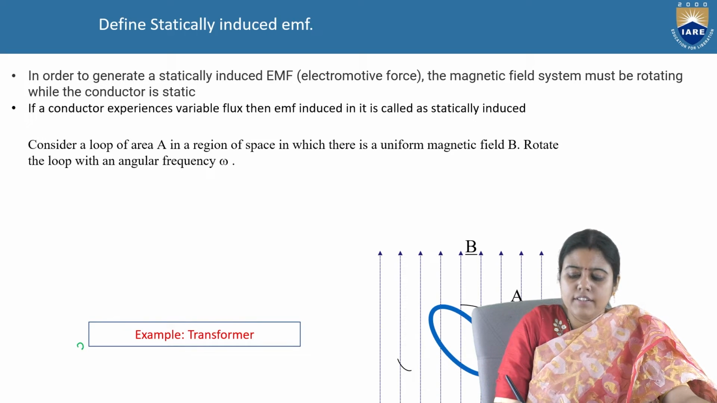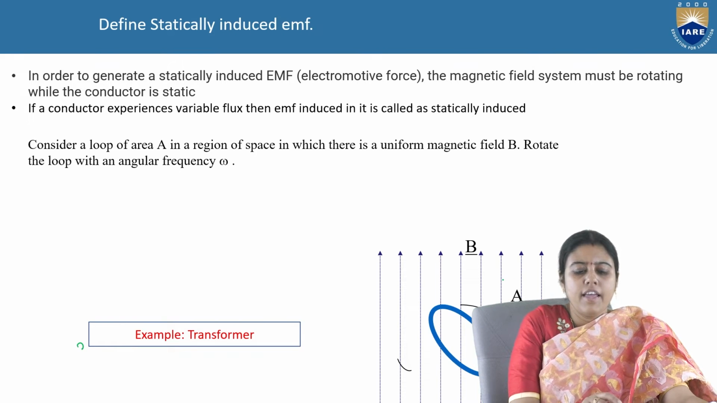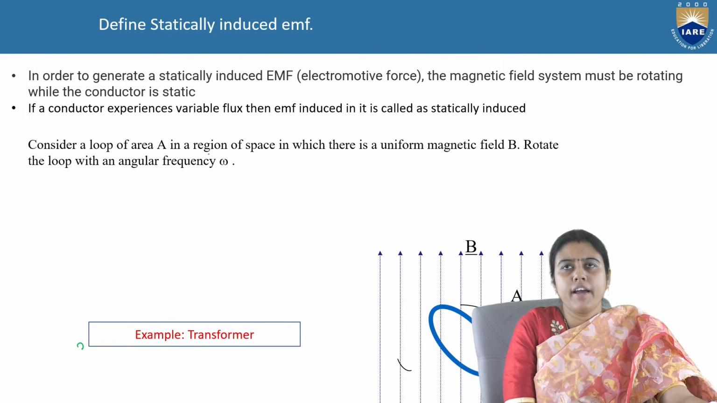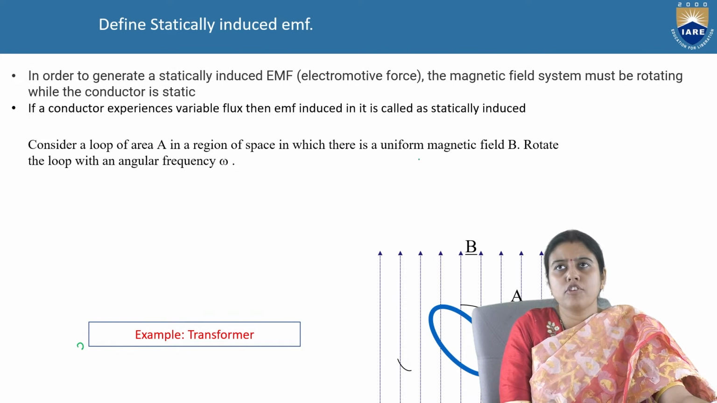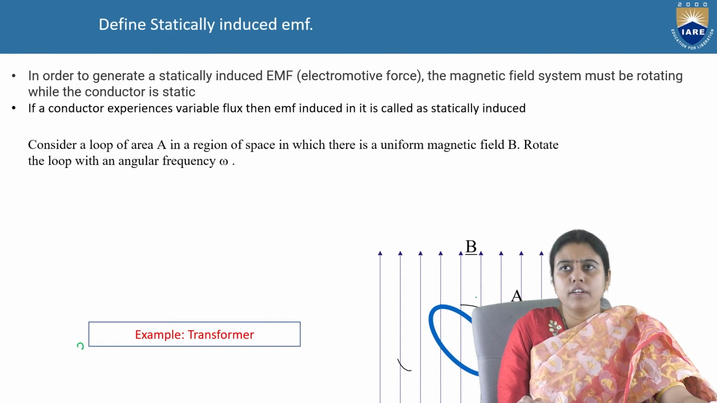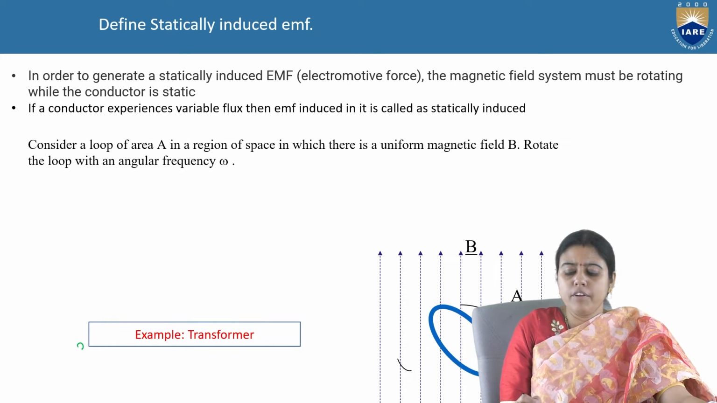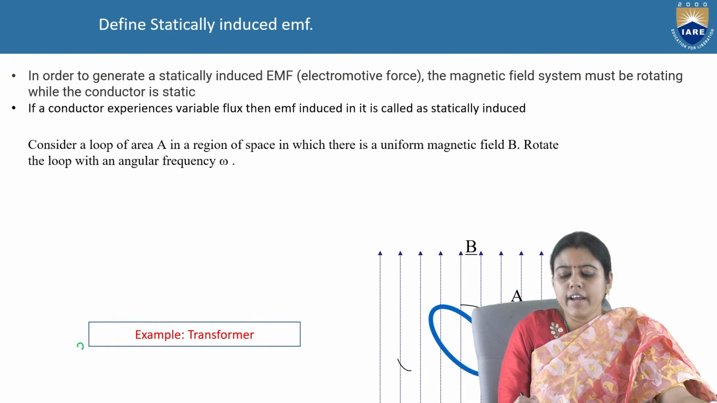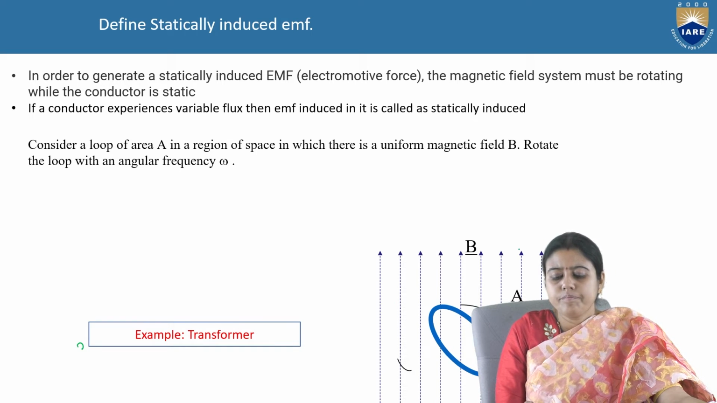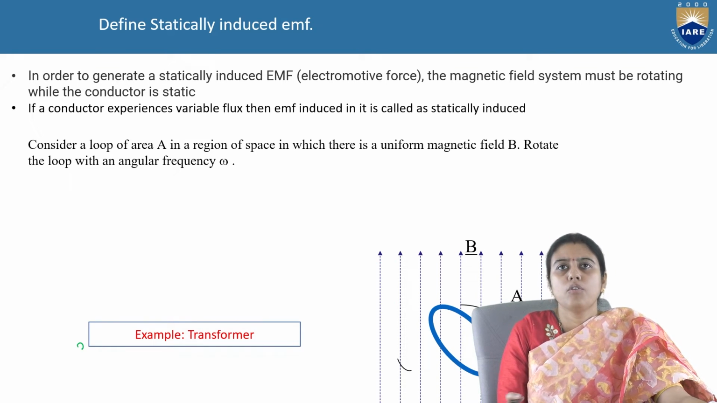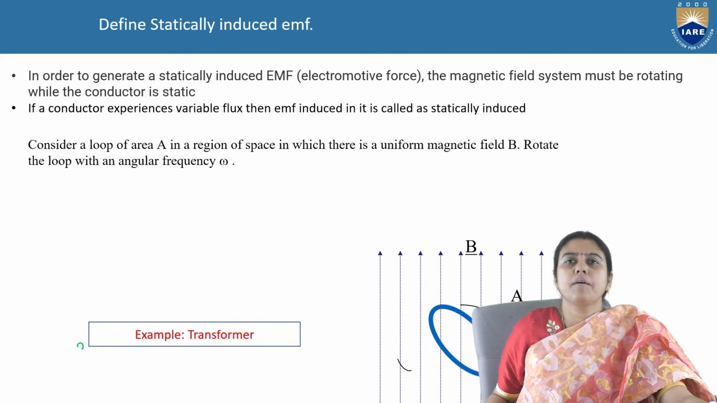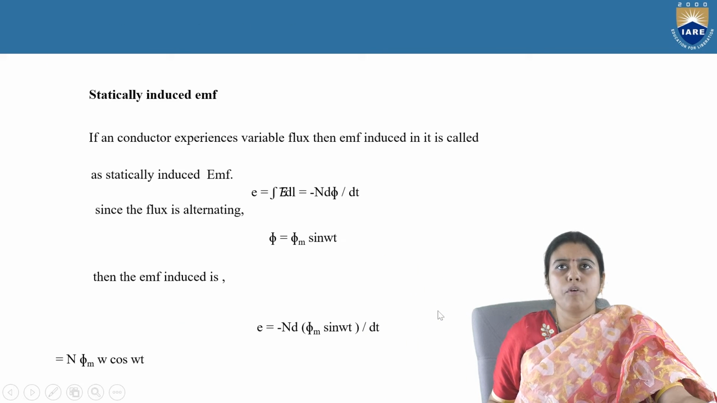Here this is the field which is rotating and the flux is constant. Consider a loop of area A in a region of space of uniform flux field B, rotating with an angular velocity. The conductor is fixed but the field is rotating. What is the example? The example is the transformer.